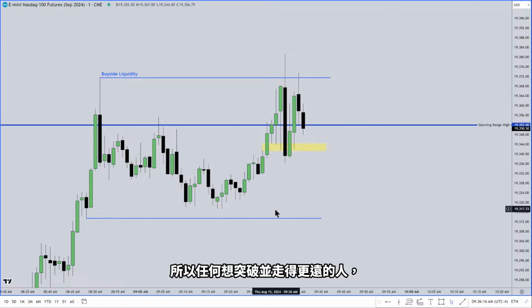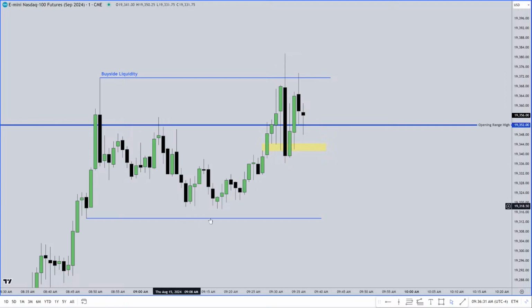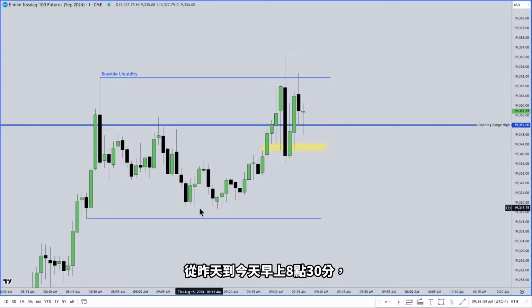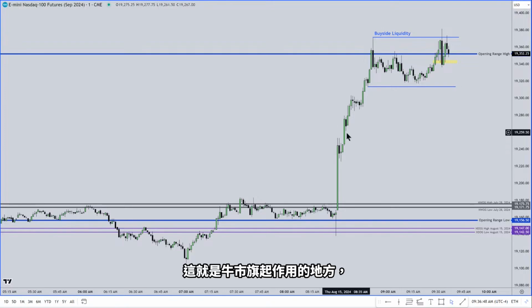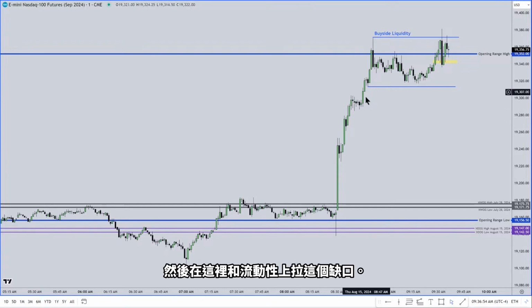So anyone that wanted to break out and go long, they're going to do it on a breakout above here. So they're in now. They already have people on the board net long. And where are they going to put their stop loss? Right below here. All under here. And the carryover from yesterday and this morning at 8:30, when we had the run up here off of today's new day opening gap, rallied, institutional order flow entry drill, breakaway gap. This is where a bull flag does work, and then runs up.